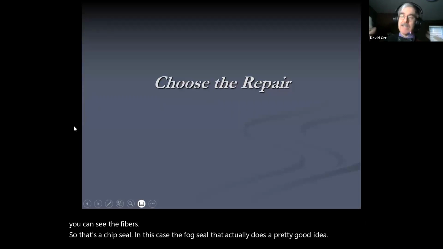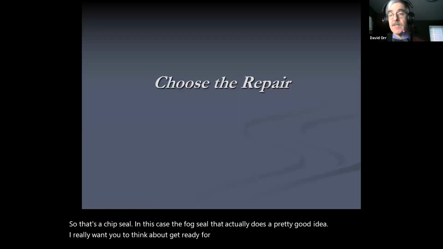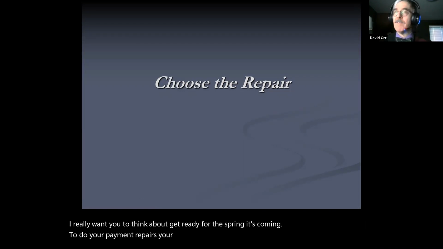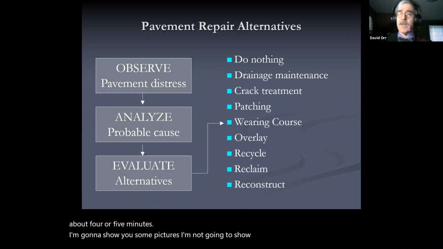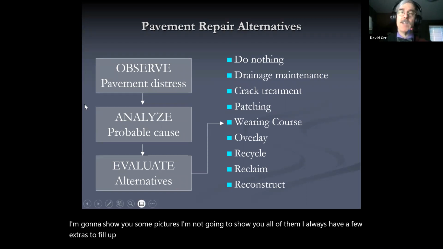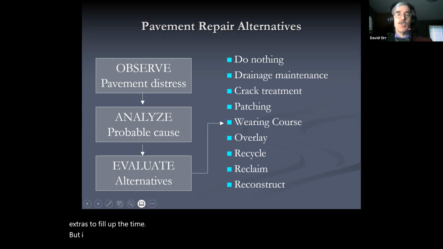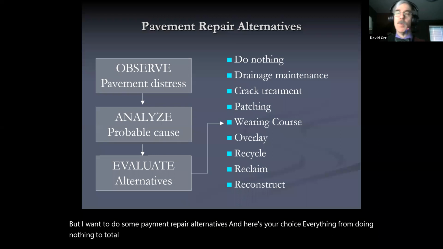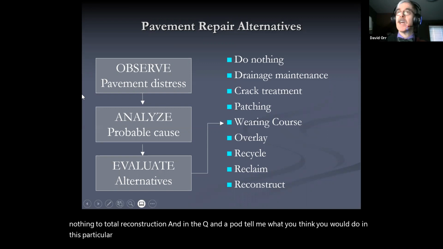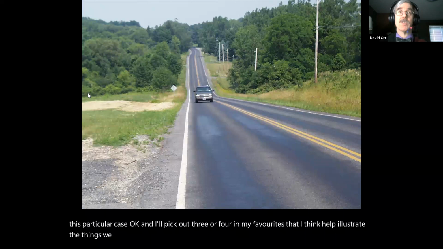So I really want you to think about getting ready for the spring. It's coming, time to do your pavement repairs, your pavement maintenance. So what I want to do is, we've got about 4 or 5 minutes. I'm going to show you some pictures. I'm not going to show you all of them. I always have a few extras to fill up the time. But I want to do some pavement repair alternatives, and here's your choice: everything from doing nothing to total reconstruction. And in the Q&A pod, tell me what you think you would do in this particular case. I'll pick out 3 or 4 of my favorites that I think help illustrate the things we just talked about. Okay, we're going to start with this one, which is a road that's bleeding pretty badly.